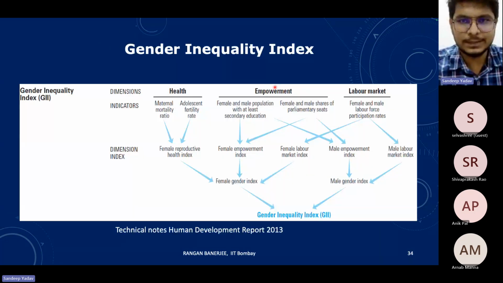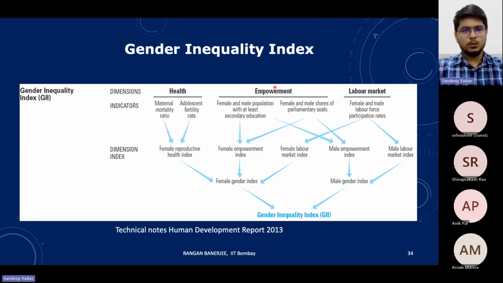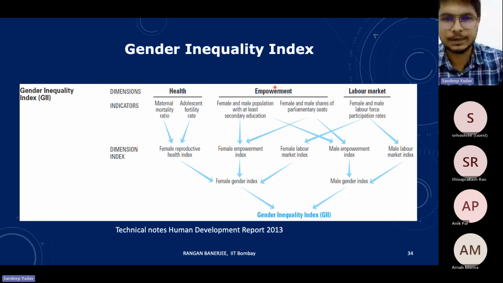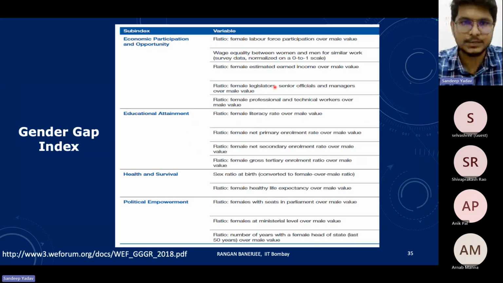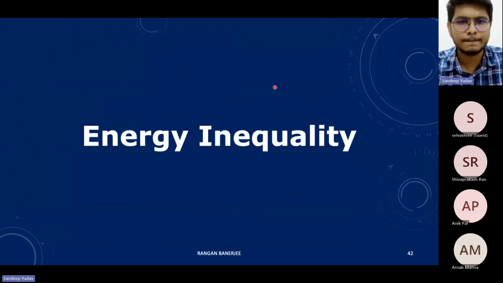Now, see the gender inequality index: health, empowerment, labor market, how much men and women are distributed in the different sectors of industries, and what indicators have been used for the labor market, health, and empowerment. These are the things that have been used. These are the examples that are given.